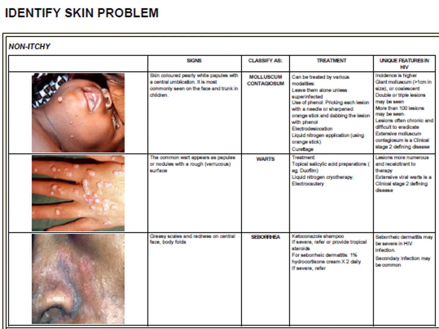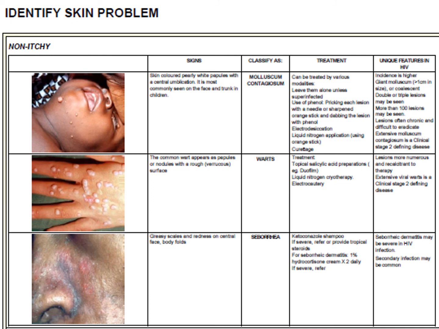Now here's another, these are the non-itchy lesions. Okay, so the first picture shows skin-colored pearly white papules with central umbilications. So you know, white papules, pearly with central umbilications. It is most commonly seen on the face and trunk in children. This is your molluscum contagiosum.